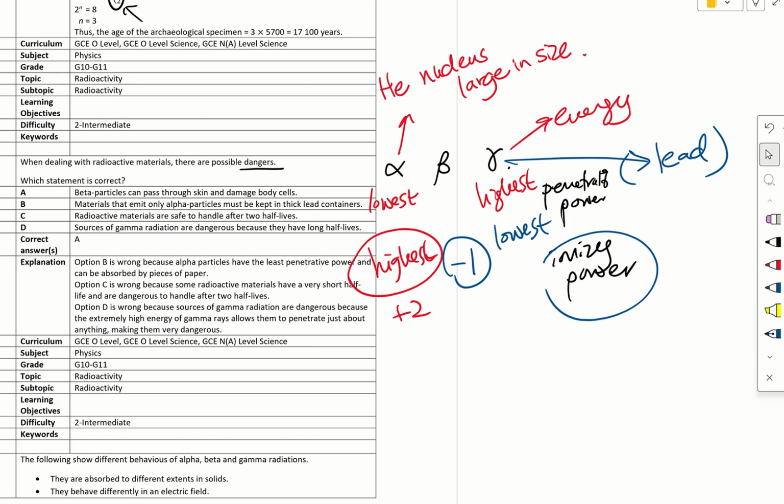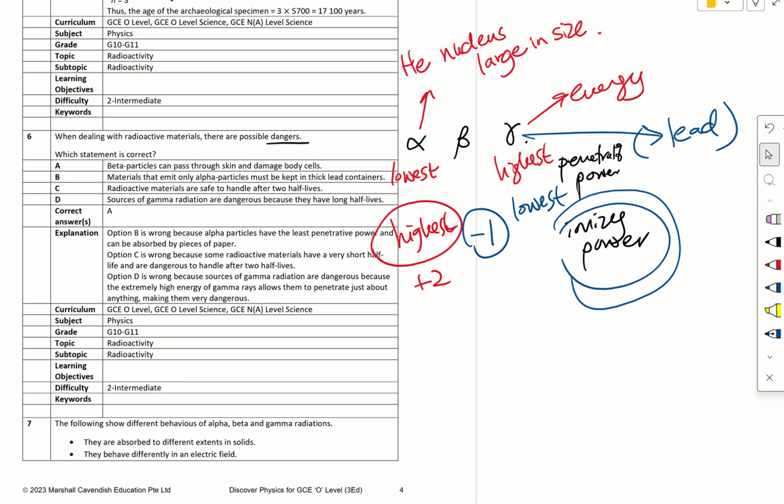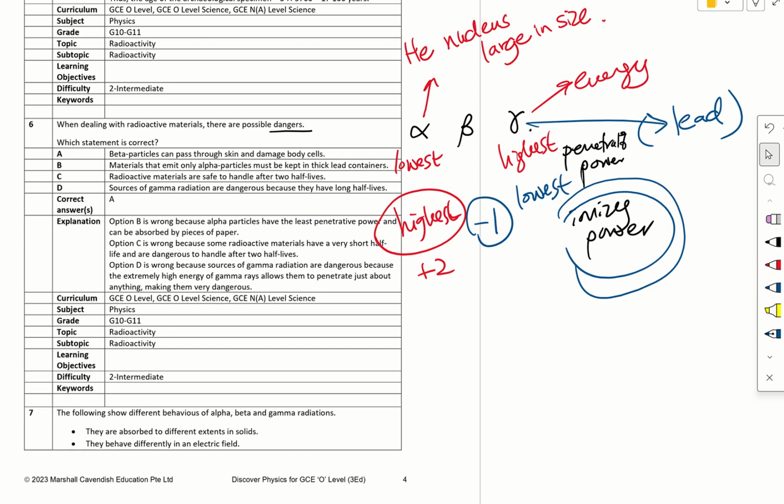For gamma, the ionizing power is low, but it can penetrate the most easily. Okay, so you need to memorize. Now, which statement is correct? Beta particles can pass through skin and damage body cells. Okay, this may be correct.